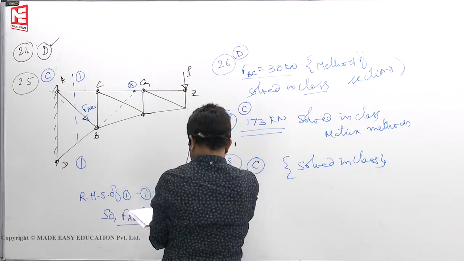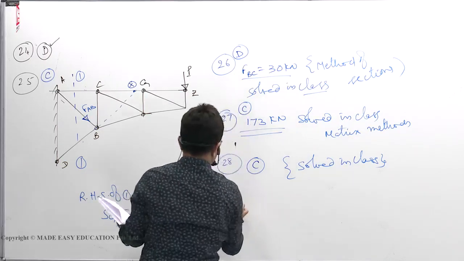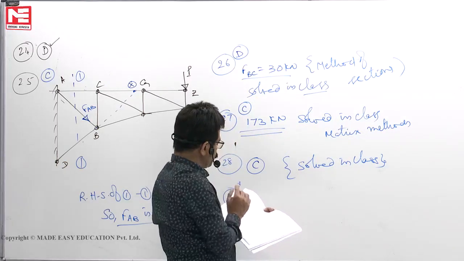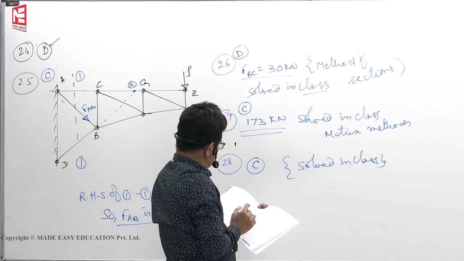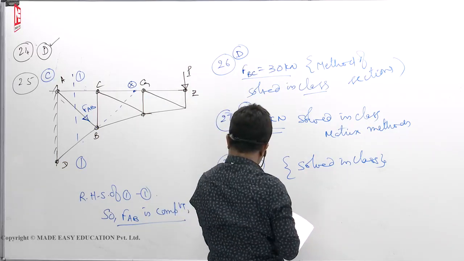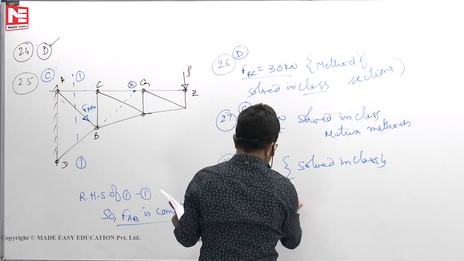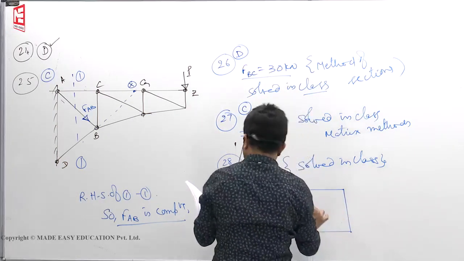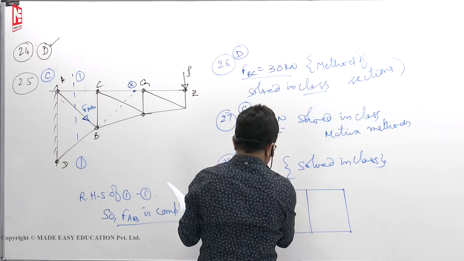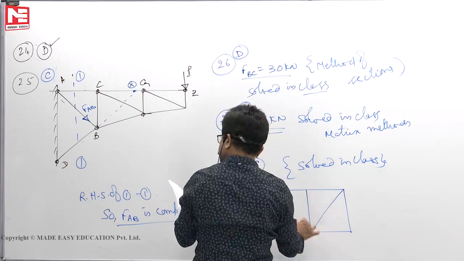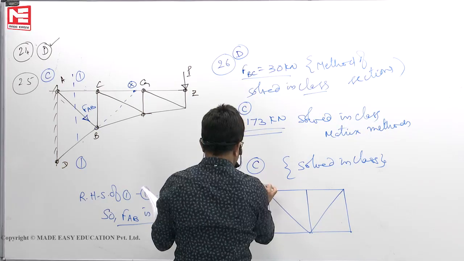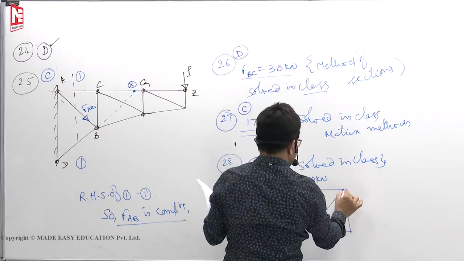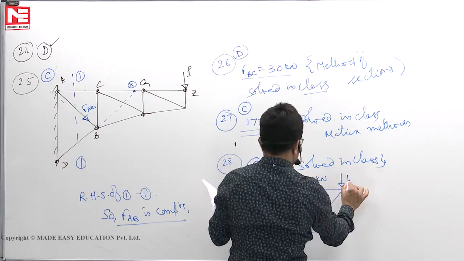Next, 29. In the pin jointed truss shown in the figure, the horizontal deflection of the roller support will be the sum of deformations in the members AG and GF. See here, there is one truss like this. It's connected this way and this way. Whatever the loads may be, 5 kilonewton, 10 kilonewton, even if the loads are in a different way, same thing. This is 5 kilonewton.